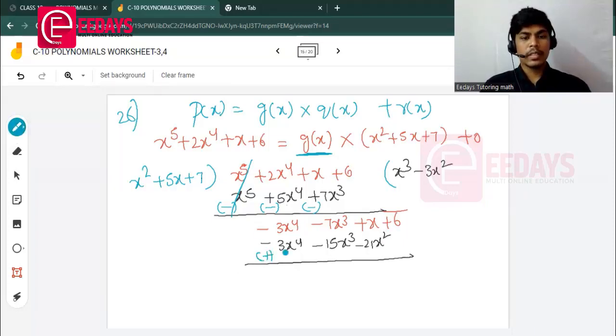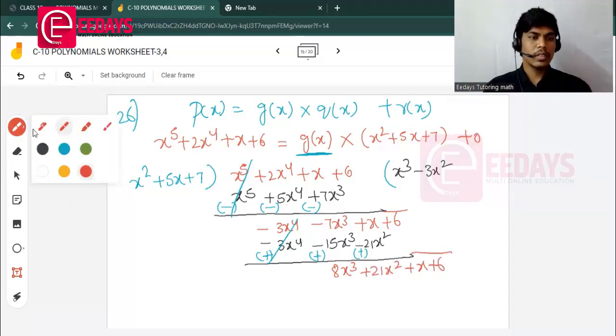Minus becomes plus. Minus becomes plus. Minus 3x power 4 plus 3x power 4 get cancelled. Okay. So here plus 15x cube minus 7x cube, so we are getting 8x cube, 8x cube plus 21x square plus x plus 6. I think this is a lengthy question.